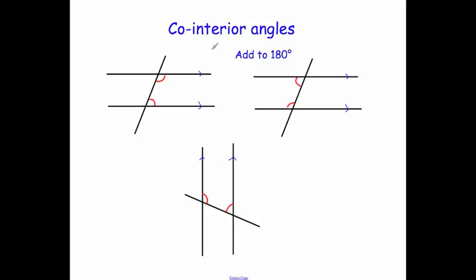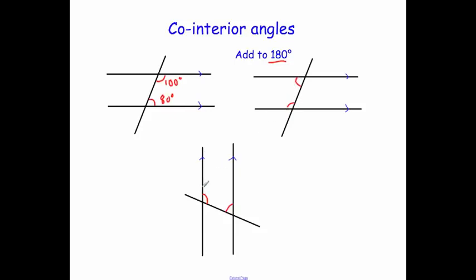Next, we've got what we call co-interior angles. The two angles inside of the parallel lines on the same side of the transversal will add up to 180 degrees. So for instance, if this one was 100 degrees, this angle here would have to be 80 degrees because they add up to 180. Likewise, on the left hand side, these two will add up to 180.